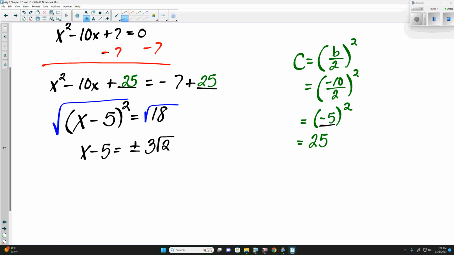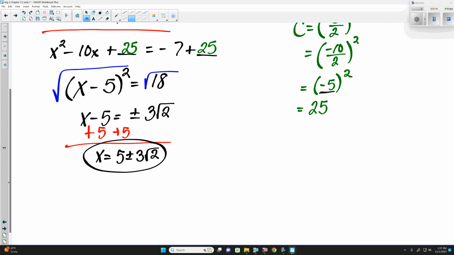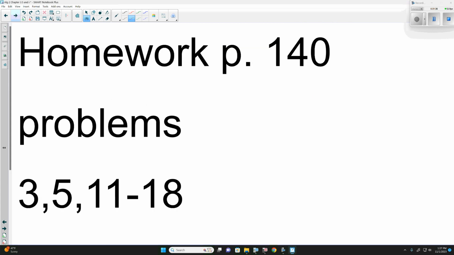But that leaves us with one last step. We do need to solve for the value of x, and add 5 to both sides, telling us that x is equal to 5 plus or minus 3 square roots of 2. And that is the final answer. Because 5 and 3 square roots of 2 are not like terms, we can't add them or subtract them. So we leave it as this here. And this is the first method that will work every single time. Questions on these here? And that's it.